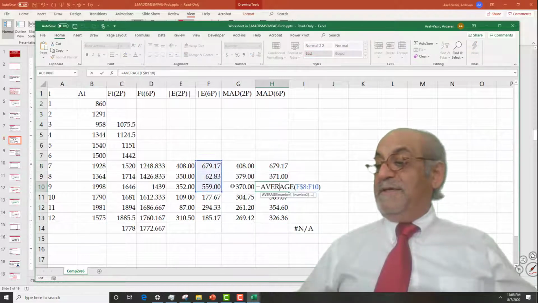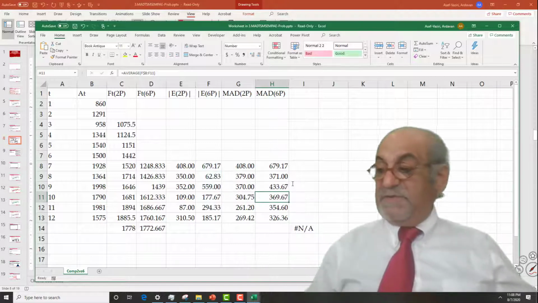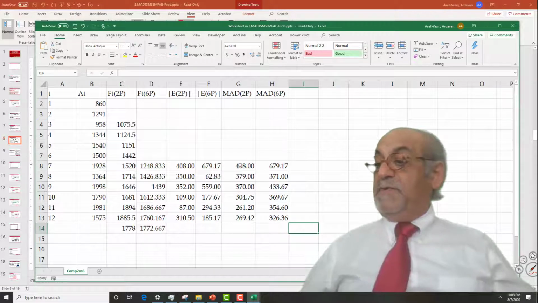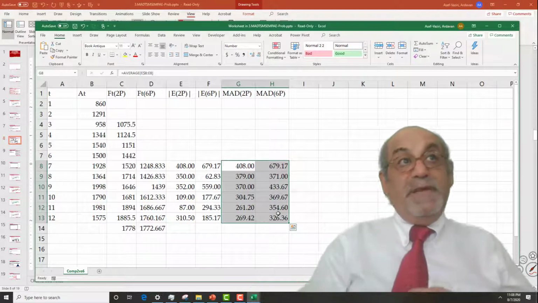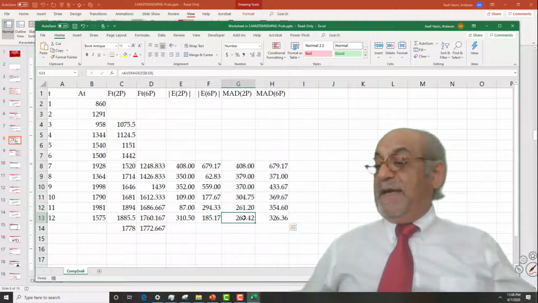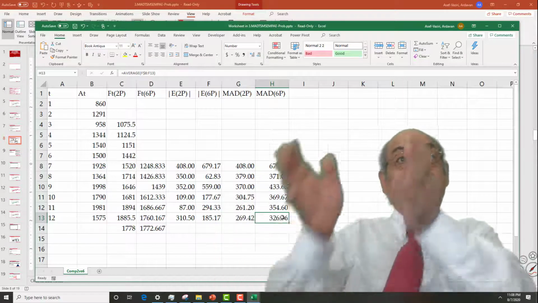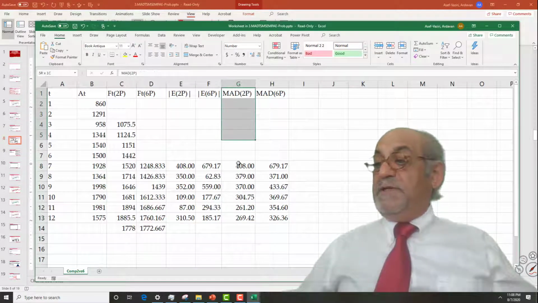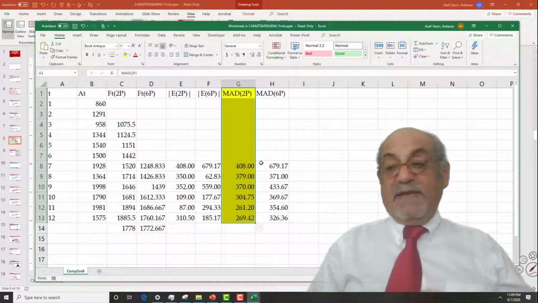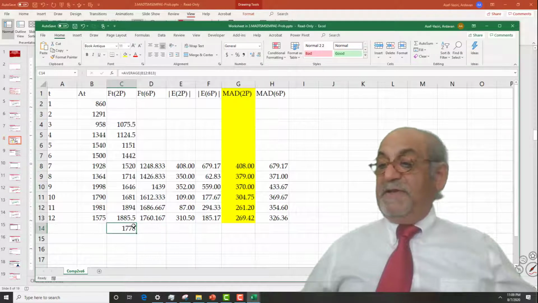And now, as you see, this is the average for the 6-period moving average. So I have both of them. As we said, when I am comparing two techniques, I should compare them over the same number of periods. Here MAD is 269, here it is 326. In this case, for this data, the 2-period moving average is better than the 6-period moving average. So I'll do the forecast for the 2-period moving average.